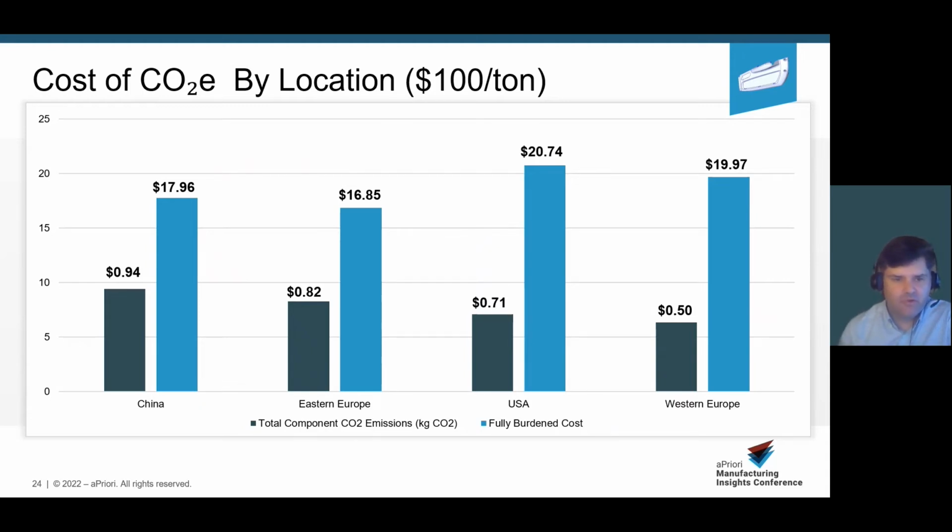and apply it to the carbon we've calculated for our different suppliers. China, that 9.4 kilograms of CO2 translates to about $0.94 or 94 cents of additional cost. Eastern Europe's 82 cents, United States 71 cents and 50. So now not only do we have a carbon amount, we have a price where we can start comparing these different scenarios to each other.